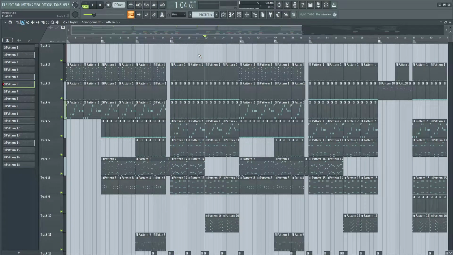And notice how the energy of the section directly correlates with the number of patterns in that section. We have lower number of patterns in our lower level sections, and then we continue to increase the number of patterns as we increase in energy.